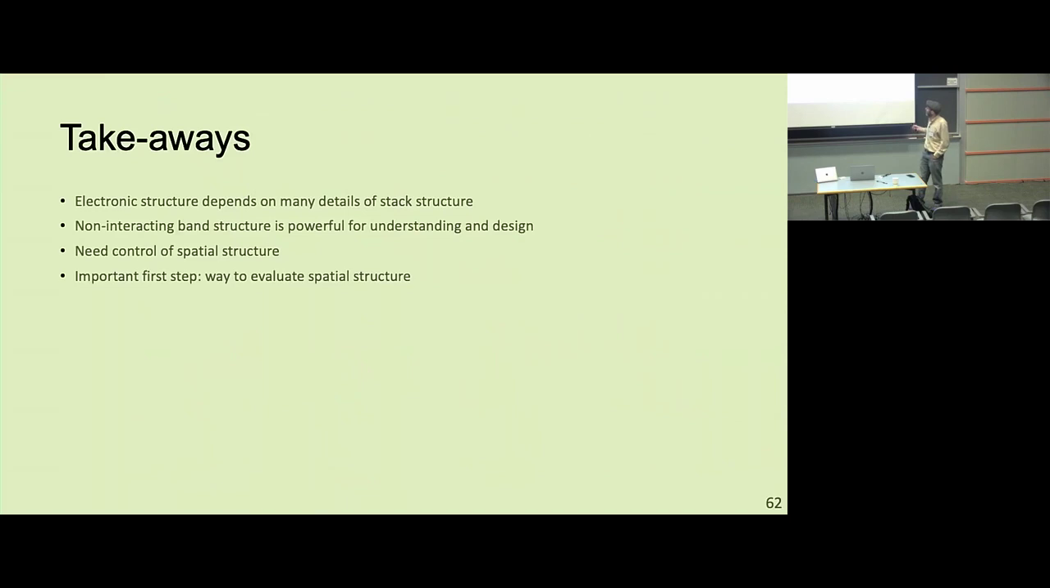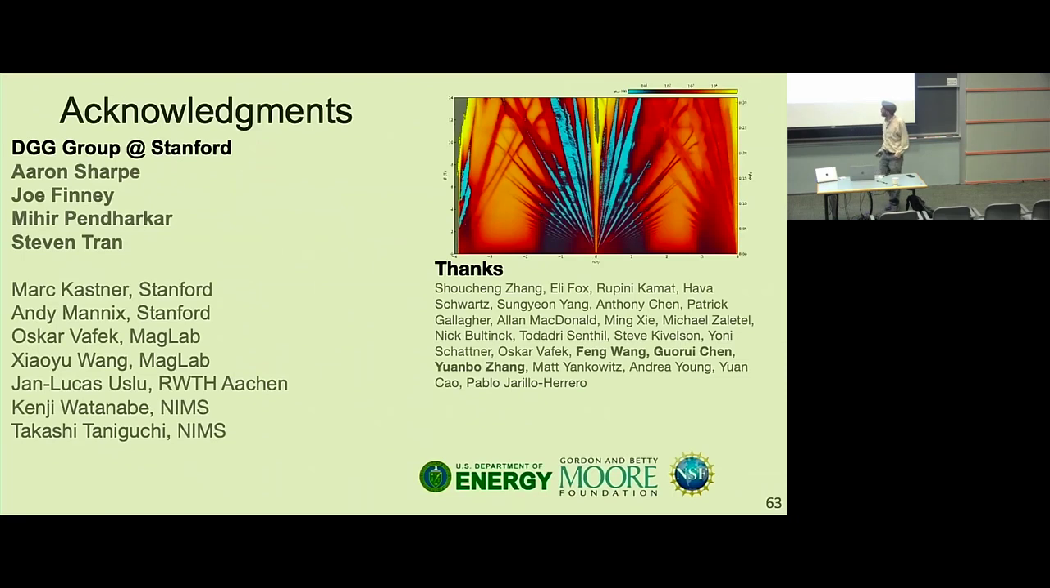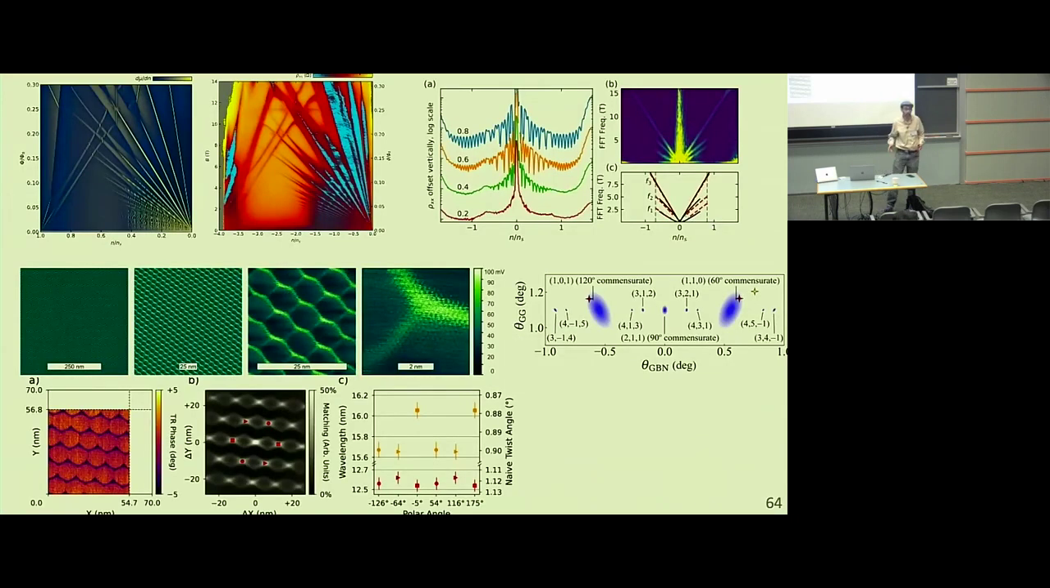And so now we have a way to see what we've made, and we're starting to use that to try to tune and improve our stacking. And this work, the key people who drove this in my group were Aaron Sharp and Joe Finney, who were then students in my group, Mihir Pandarkar, who's a postdoc in my group, and Stephen Tran, who's a student in my group. Mihir and Stephen did the AFM-based mapping. And I'll just leave it there, and happy to take questions.